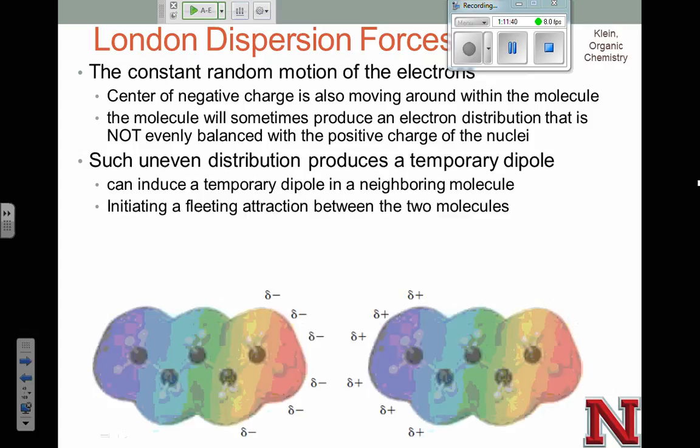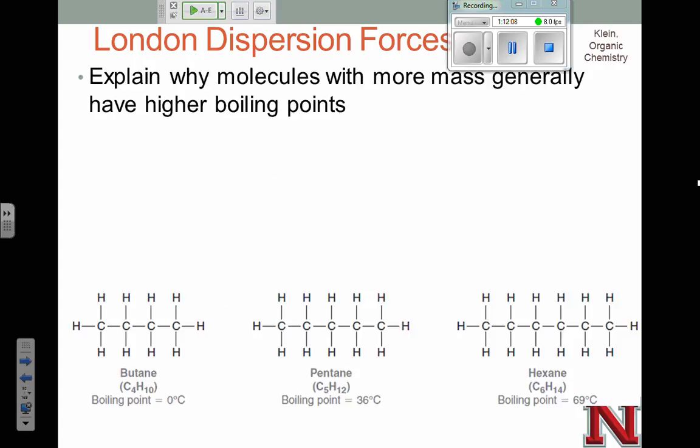So electrons can always move within bonds. It's going to sometimes have electrons on one end of the molecule more than the other. It's fleeting, which is why it's not very strong, because it's not a dipole that's always there. It just comes and goes. But when we look at molecules with a lot of carbons and hydrogens, we definitely see these coming into effect. And that's our London dispersion forces. They're weak, but they're additive.